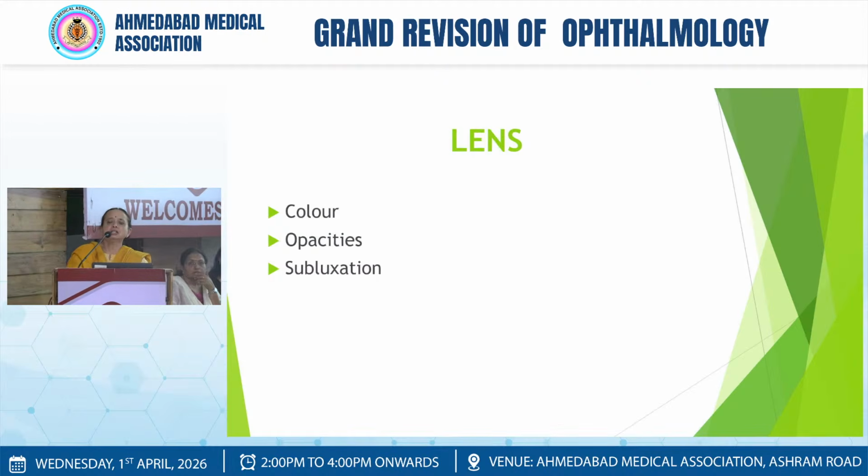Lens examination, as I told you, has to be done with a dilated pupil. Look at the color of the lens. Normal lens is totally transparent. Any opacities in the lens is known as cataract. And we also note the position of the lens.